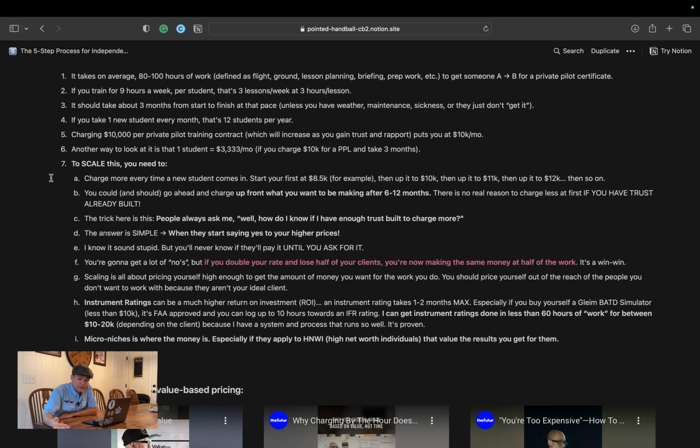If you want to scale this, it's not about taking more students, it's about raising your prices. So every time a new student comes in, charge a little bit more. For example, start at $10,000, the next student go to $11,000, the next student go to $12,000, and so on. And you're able to do that because now you have testimonials and you have evidence to prove that you actually did the work for the other guys, which makes you more valuable because now you're more trustworthy. Now, there's no reason why you can't necessarily charge the higher number for your first clients, but you'll have to build trust other ways than showing previous cases of work that you've done in the past.